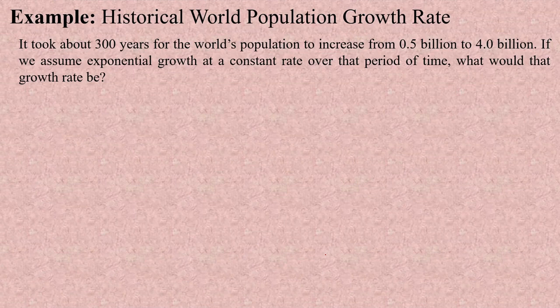Now we solve a problem here. So here there is a problem where it says that it took about 300 years for the world's population to increase from 0.5 billion to 4 billion. Assume exponential growth at a constant rate over that period of time. What would that growth rate be?